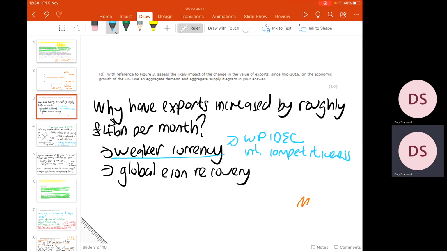What it does is make our exports cheaper for foreign countries to buy. So if these are now more price competitive, then in theory it should boost the demand for them. And we can see that's happened from the extract.